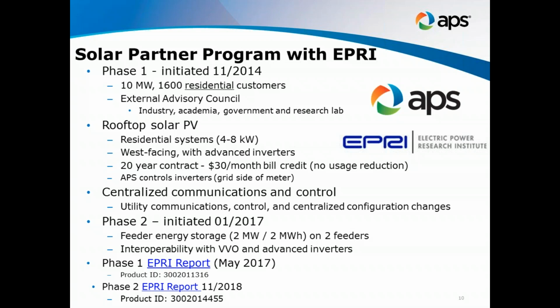So the residential systems, we wanted them to be west-facing because of the coincidence that a west-facing system has with our system peaks. Arizona is very hot, it's very dry. We peak fairly late in the afternoons. So customers were provided with a 20-year contract at $30 a month as a bill credit. So there's no direct behind-the-meter offset to their energy usage, and there's no reduction in usage or change in billing from the customer's perspective.